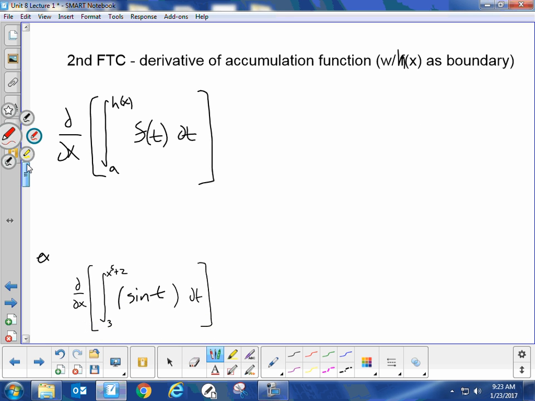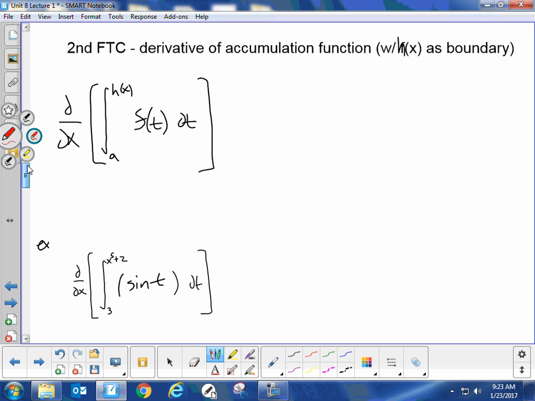Now, let's look at something a little bit more complex. What if we have a function instead of just x? What if we have some h of x in my integral? Let's try to take the derivative of that. So an example that I can do is the derivative of the integral from 3 to x to the 5th plus 2x of sine t dt.